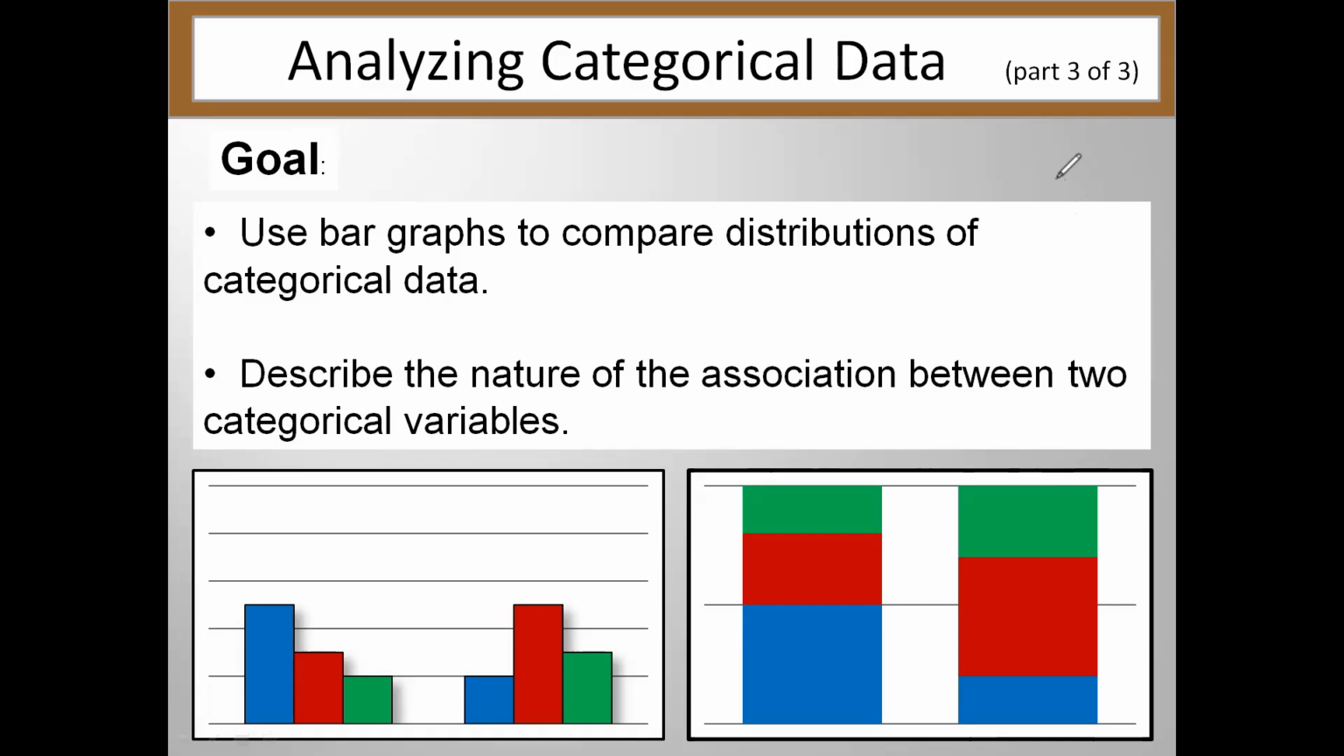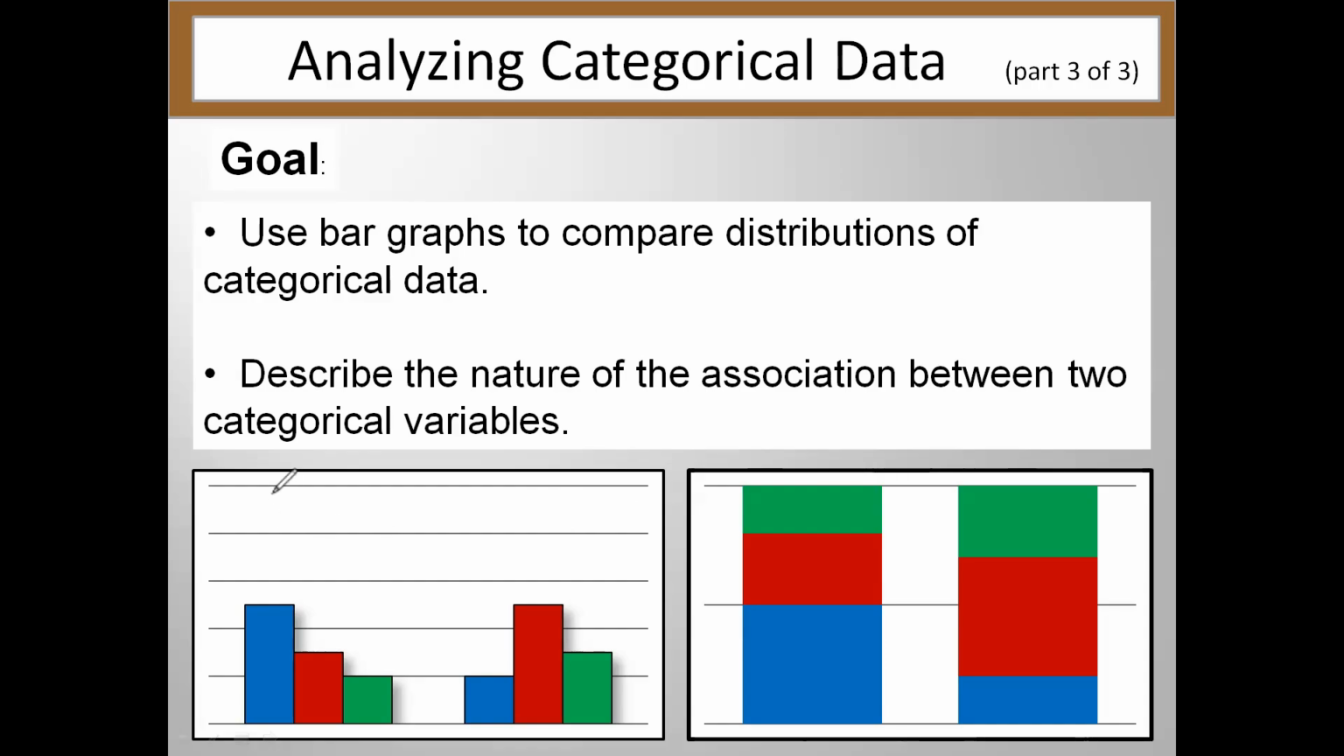Here we go again. This is 3 out of 3 of analyzing categorical data. Our first goal is to use bar graphs to compare distributions of categorical data. Our second goal is to describe the nature of associations between two categorical variables.